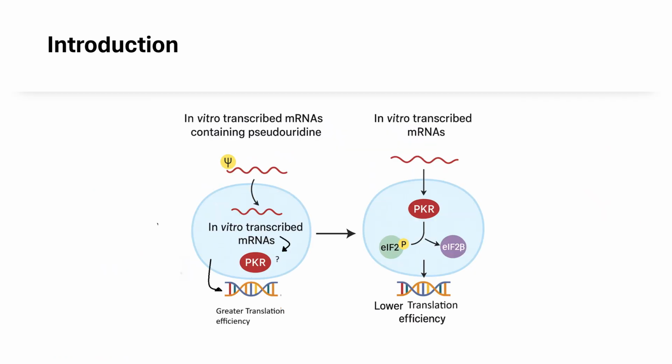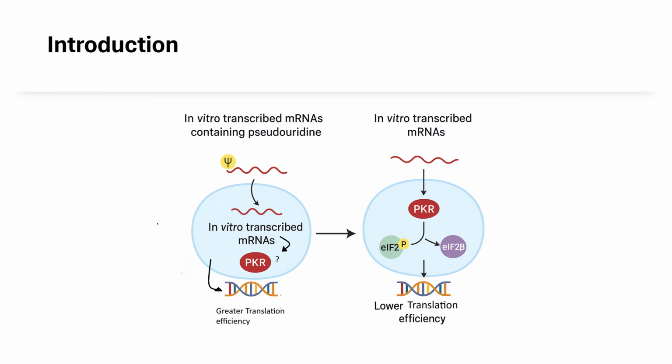Unmodified in vitro transcribed mRNAs activate immune sensors such as toll-like receptors and protein kinase R, or PKR, leading to reduced total translation and cellular apoptosis. PKR is activated by binding double-stranded RNA and viral RNA. PKR then phosphorylates itself and IF2 alpha, making IF2 alpha associate more closely to IF2 beta, thus reducing ternary complex recycling and translation efficiency. Pseudouridine mRNAs stabilize RNA and reduce immune activation.